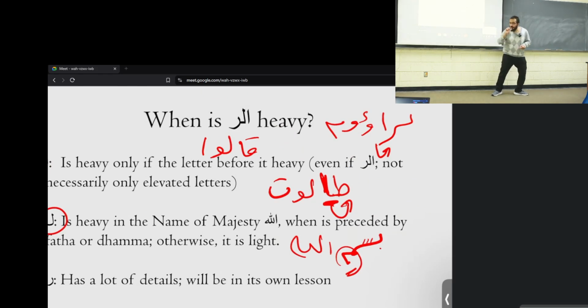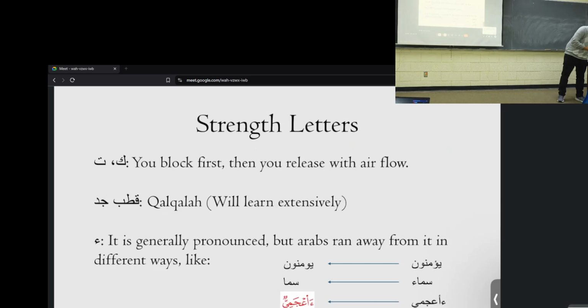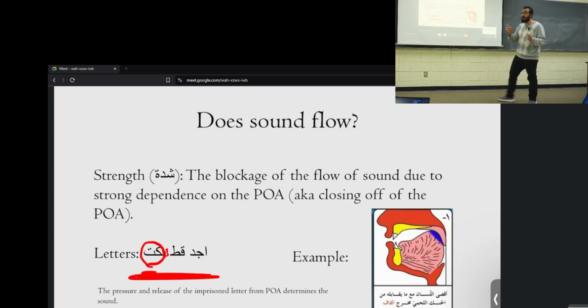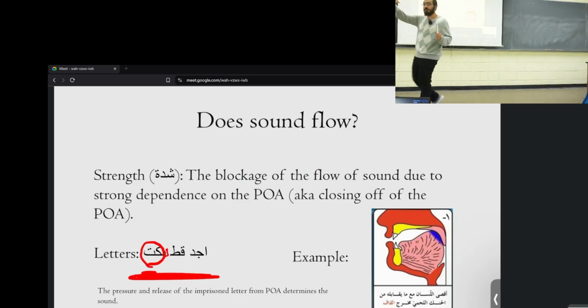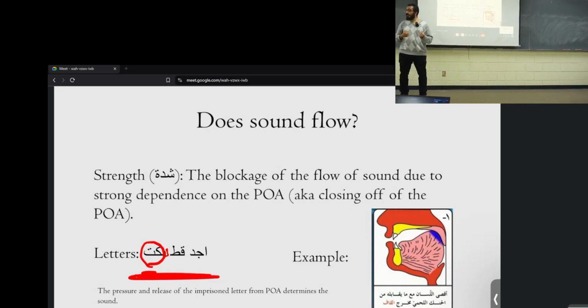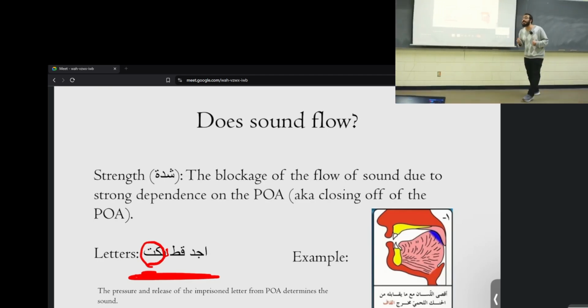Okay? So let's make a quick review. We finished 2 pairs today. We finished 2 questions today. The first question is, does sound flow? If the answer is yes, then it's soft. If the answer is no, then it's shiddah.